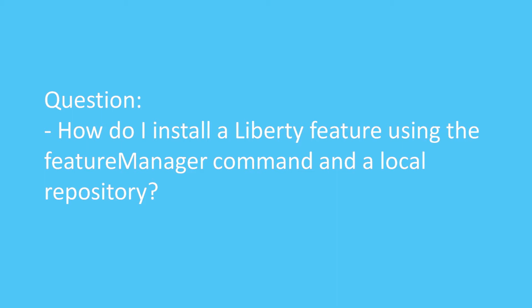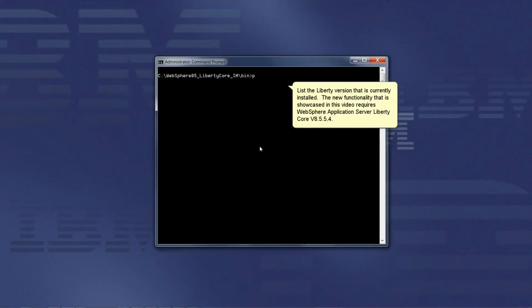Question: how do I install a Liberty feature using the Feature Manager command and a local repository? List the Liberty version that is currently installed. The new functionality that is showcased in this video requires WebSphere Application Server Liberty Core version 8.5.5.4.